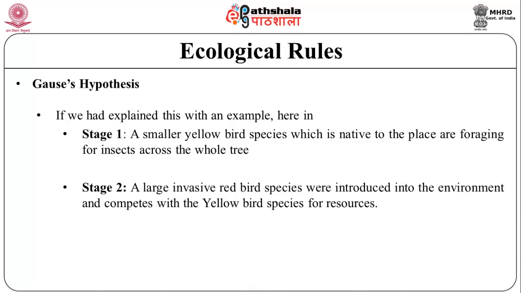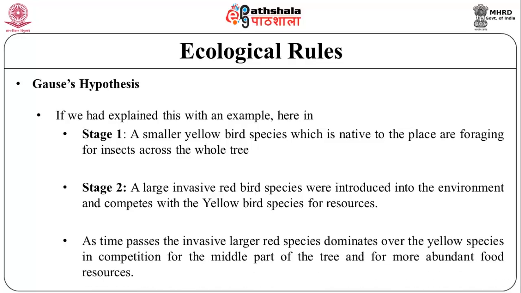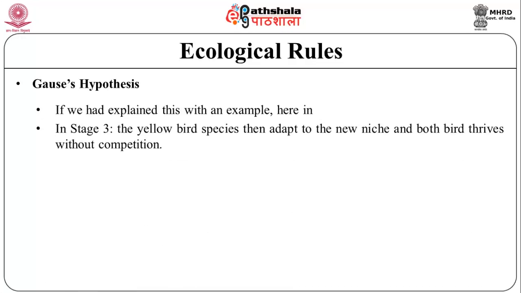In stage 2, a large invasive red bird species was introduced into the environment and competes with the yellow bird species for resources. As time passes, the invasive larger red species dominates over the yellow species in competition for the middle part of the tree and for more abundant food resources. In the third stage, the yellow bird species then adapts to the new niche and both birds thrive without competition.